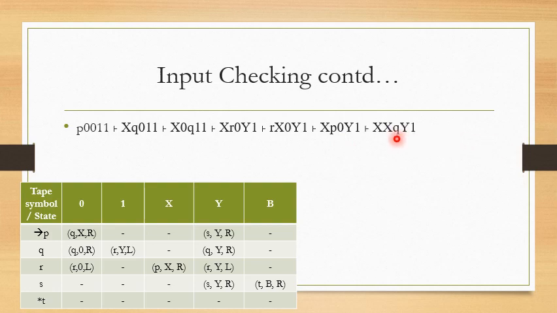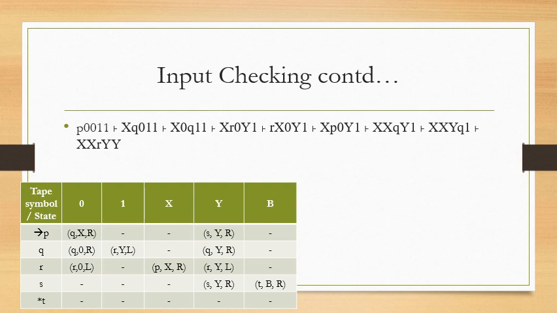Again from Q I am reading a Y, and I have to move to the right. So XXYQ1. From Q I am reading a 1. So 1 will be changed to Y, but I have to move to the left, and the state is R. So that will be XXRYY.